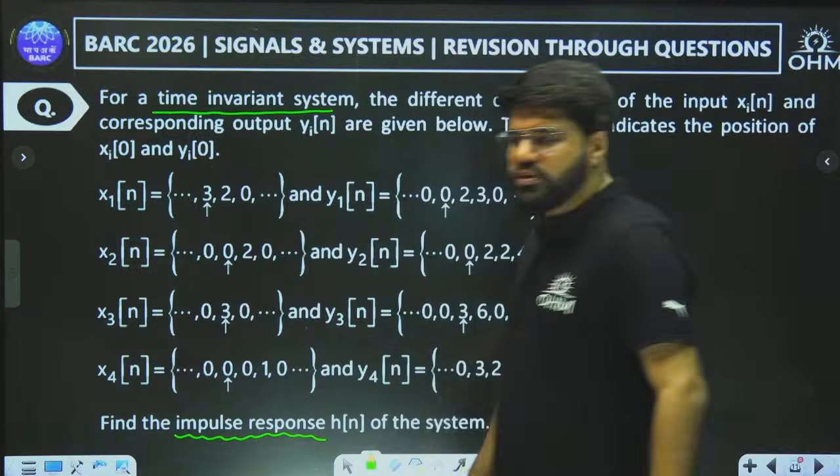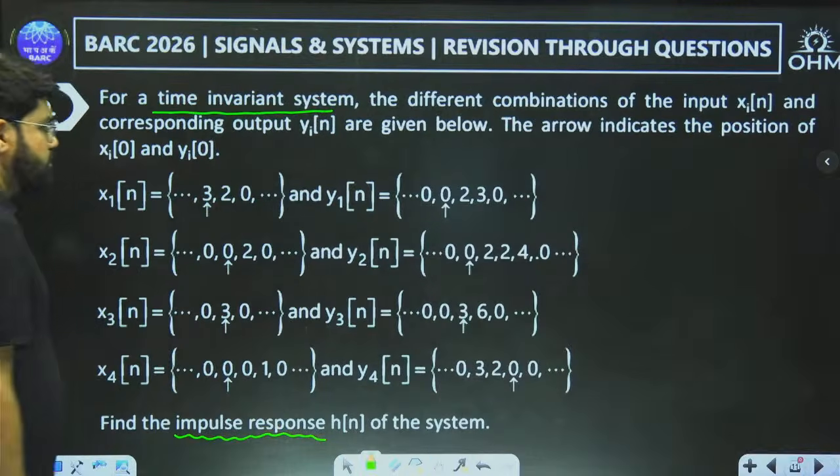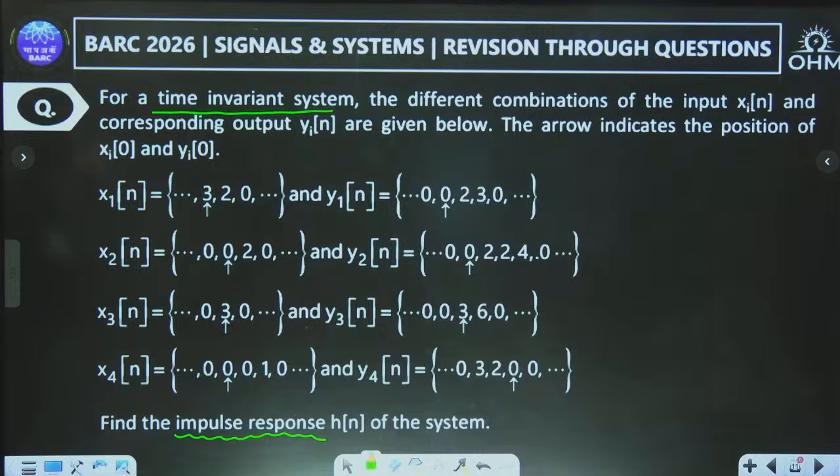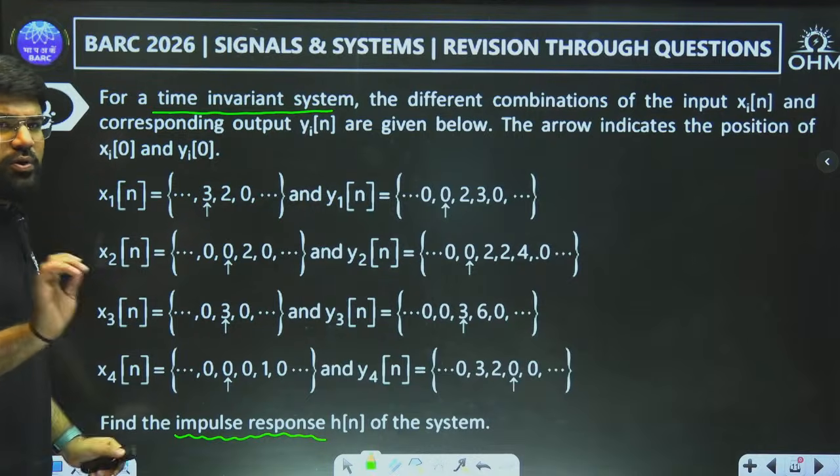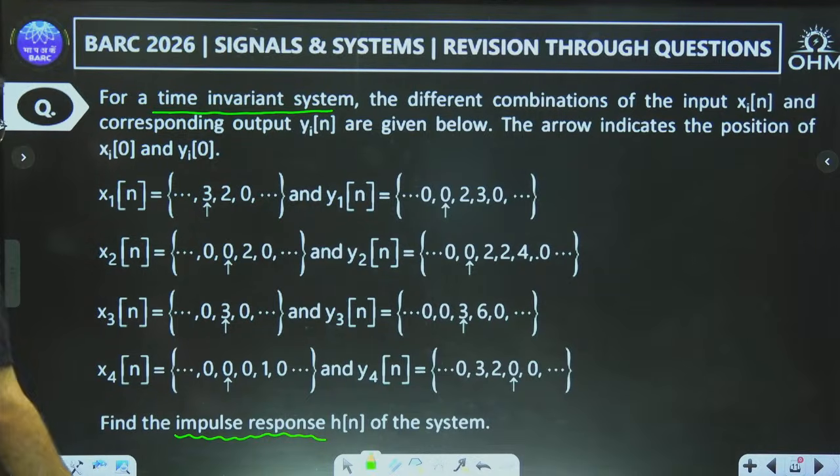Impulse response of the system. Let's do it. Okay, the system has to be taken as time invariant. We don't comment anything on linearity. Now see here.